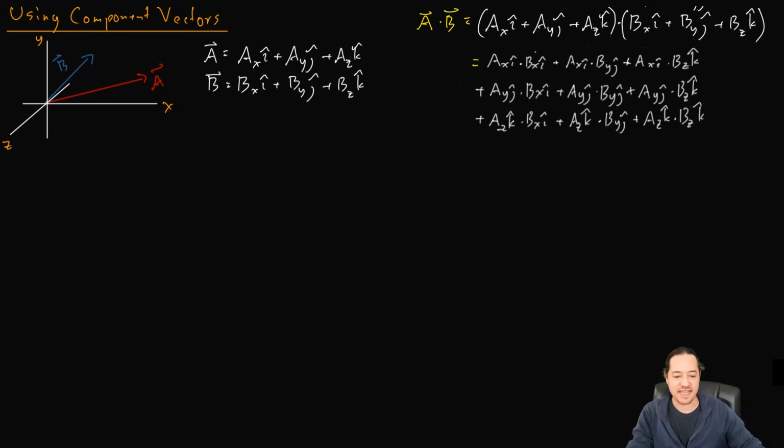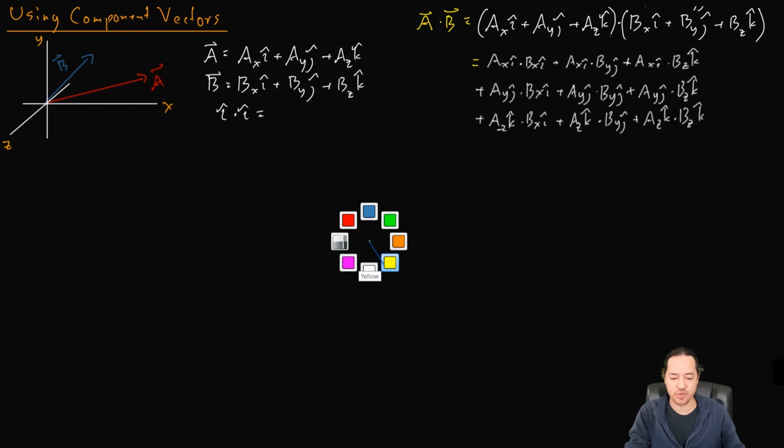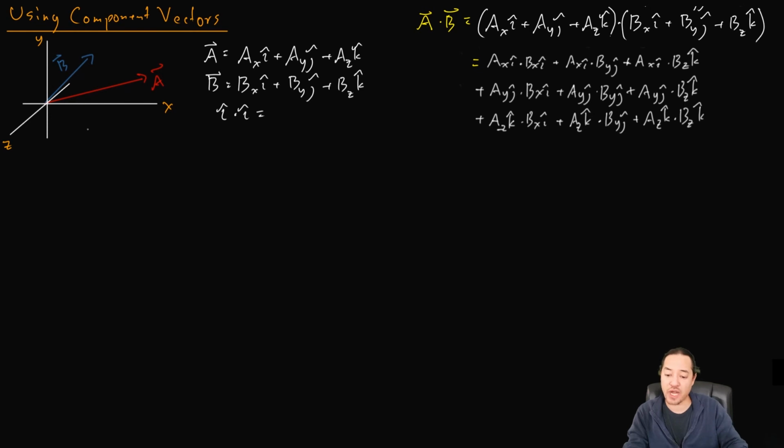What is AX i hat dotted with BX i hat going to be? More specifically, what I'm asking is, what is i hat dotted with i hat going to be? Because that carries all of the direction information, right? Well, let's think about this. If you remember our A dot B formula, we said that this was equal to the magnitude of A times the magnitude of B times the cosine of the angle between them, right?